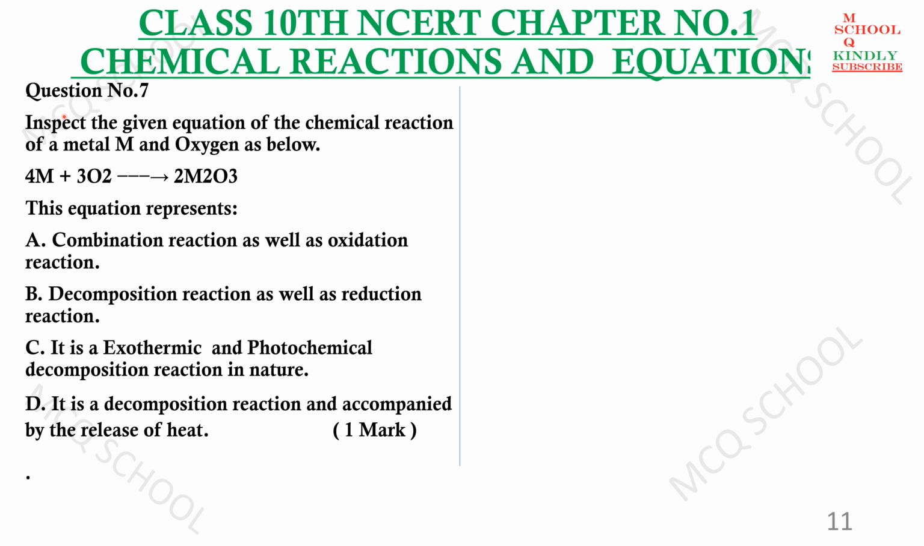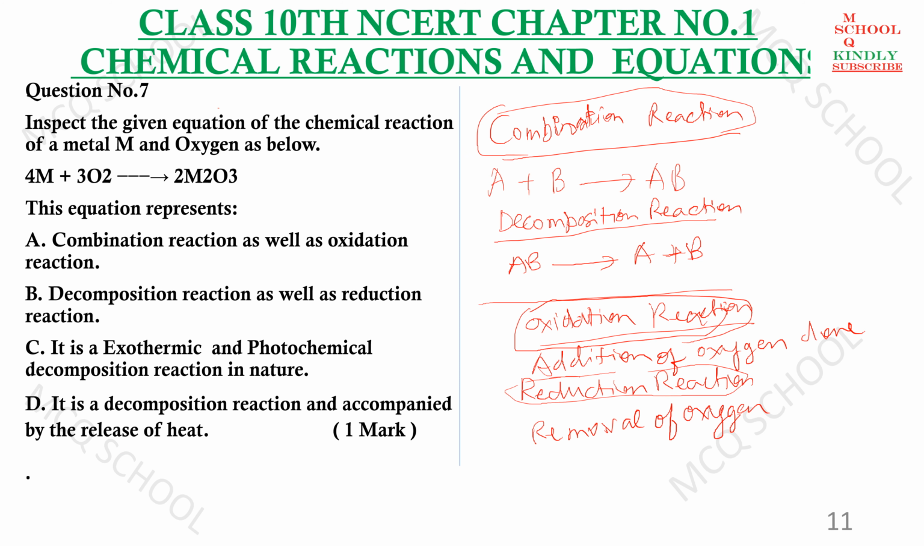Let us take question number 7. Inspect the given equation of the chemical reaction of metal M and oxygen as below. Metal reacts with oxygen to form metal oxide. This equation represents A. combination reaction as well as oxidation reaction, B. decomposition reaction as well as reduction reaction, C. It is exothermic and photochemical decomposition reaction in nature, D. It is decomposition reaction and accompanied by the release of heat. Let us try all the combinations.